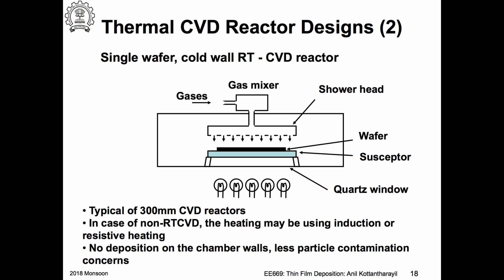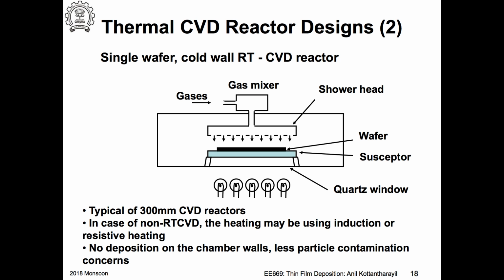Okay, so this is another type of thermal reactor where you have a single wafer that is being processed, and you have what is called a shower head. So the gases or vapors come through this. Shower head is actually used to ensure uniform flow of the vapor onto the wafer surface. And you have a susceptor. You can heat it by using lamps.